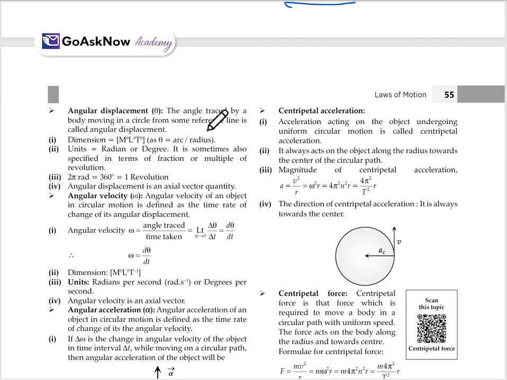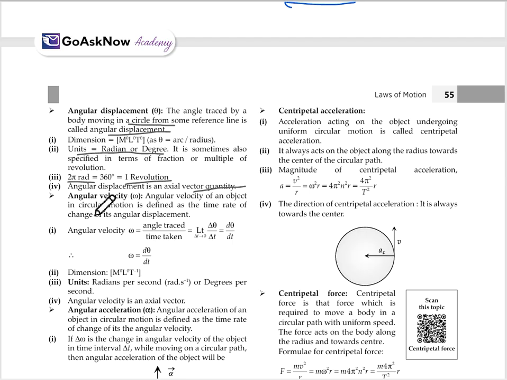Here, the angle traced by the body moving in the circle from some reference line is called angular displacement. Dimension formula is M0 L0 T0, as theta is equal to arc upon radius. Unit is radian or degree. Sometimes it is also specified in terms of multiples of revolution. 2 pi radian is equal to 360 degrees, which is equal to 1 revolution. Angular displacement is an axial vector quantity.